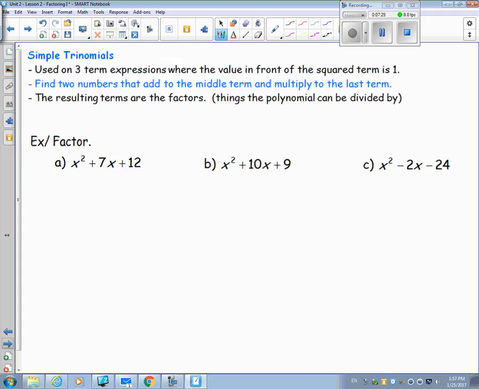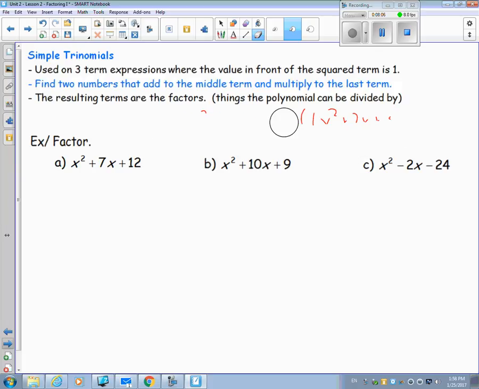Okay, second idea for today, simple trinomials. Simple trinomials are 3-term expressions where the number, the term, in front of your squared term is always a 1. So if you look at these 3 examples, there's a 1, a 1, a 1. If there isn't a 1, try common factoring first to make it have a 1. So for example, if I saw 2x squared plus 4x plus 6, I could turn that into x squared, 2x, and 3, and then this would be a simple trinomial because there's a 1 in front.